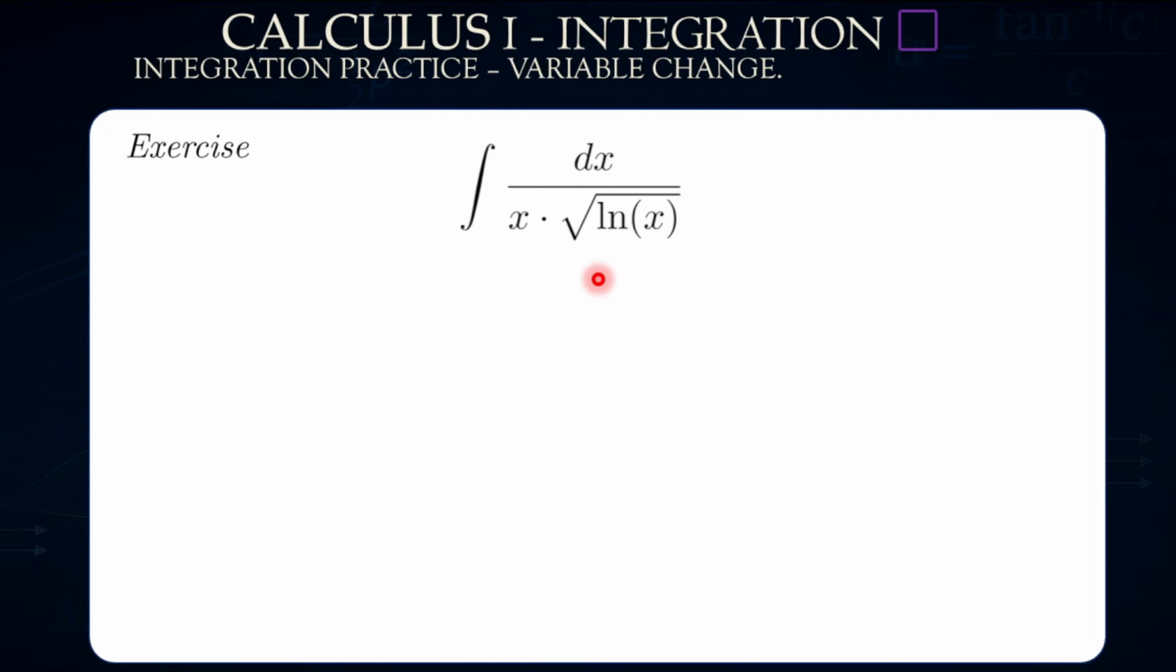Let's say that u is equal to ln x. So du would be 1 over x dx, correct? So when u is equal to ln x, du is equal to 1 over x dx. If you look at the integral, we already have 1 over x dx. So this altogether can be replaced by du. And in the denominator, you have square root of u, which is ln x.